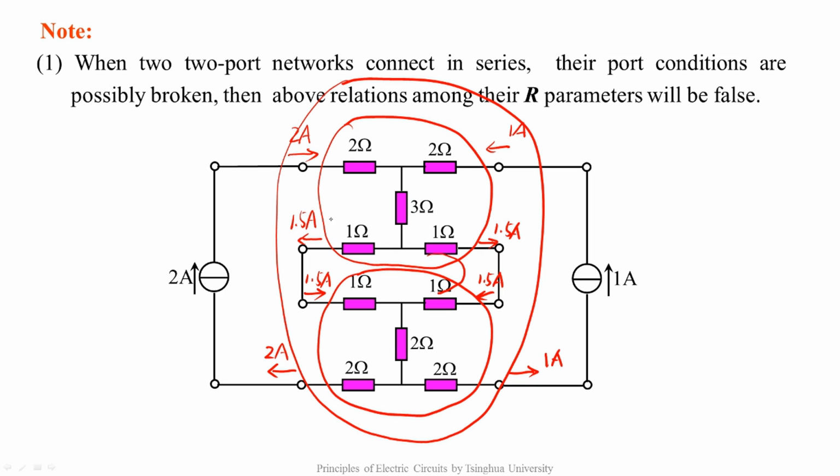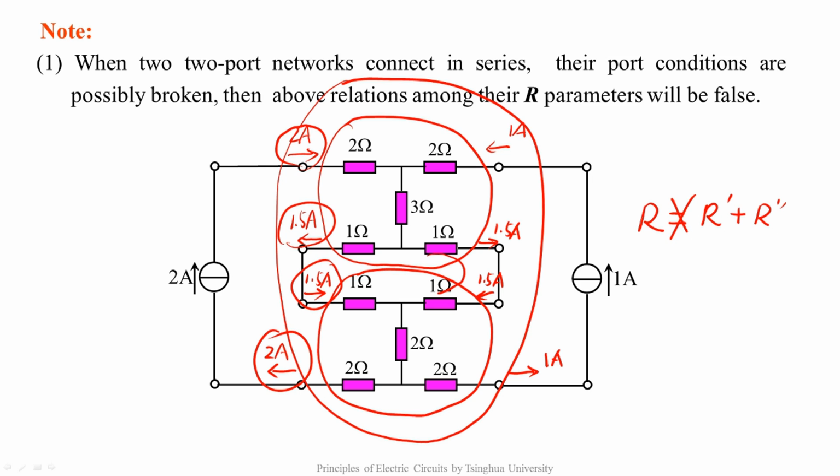Now we find for the original two-port networks, their port conditions are broken. The current flowing in isn't equal to the current flowing out at this port, so does this port. The port conditions are broken. For this circuit, you can deduce by yourself after class that the R parameters of the composite two-port network isn't equal to the sum of the R parameters of two-port networks in a series connection.